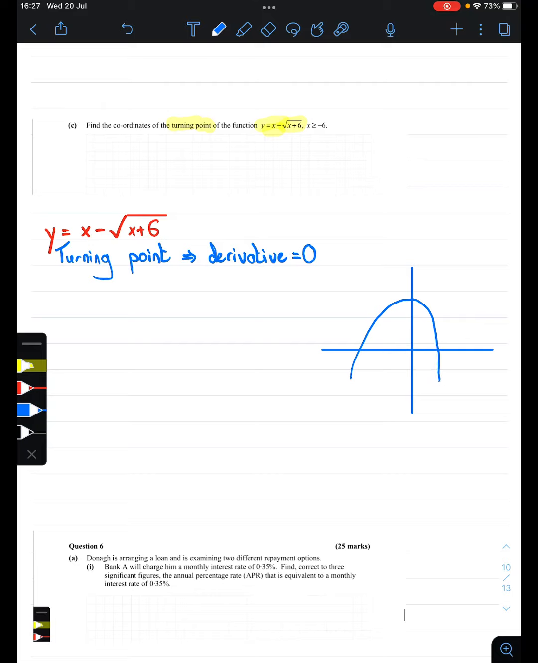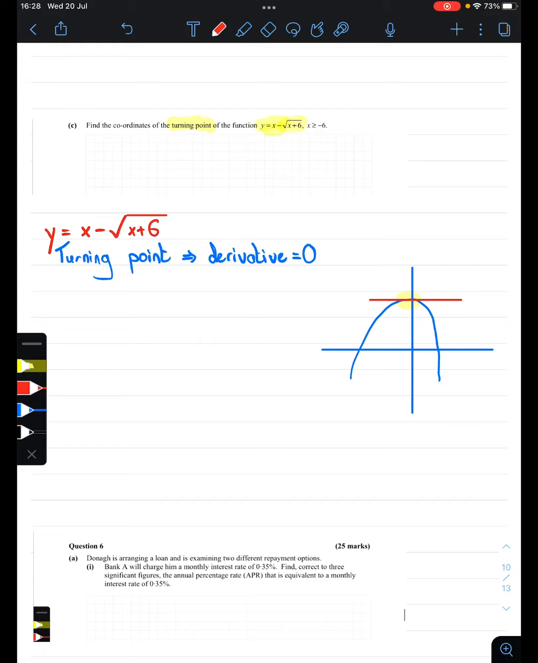So the turning point would be right around here. And if you notice, at that turning point, the derivative is right around 0. Okay, so how are we going to find when the derivative equals 0?